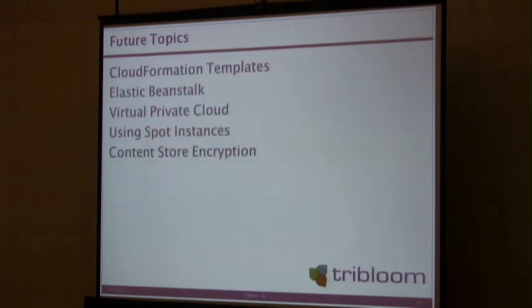And finally, some future topics of study. CloudFormation templates would let you create all of this in a much more automated fashion. Elastic Beanstalk is Amazon's managed, basically Tomcat, their web server. Virtual Private Cloud, we talked about, well, I didn't talk about that, but it was talked about this morning. You can also use spot instances to reduce your cost with your auto-scaling group. That could be maybe a factor of 10 cheaper than using an instance. Or, of course, you could reserve instances. And then a lot of people are concerned about security, so content store encryption is another thing that you can do. We've actually done that for our own purposes as well as customers.